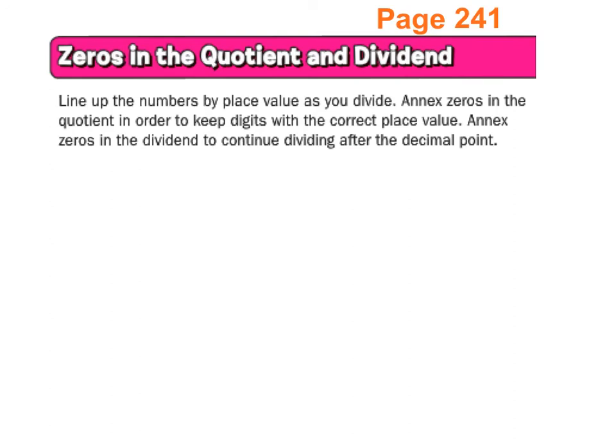All right, the second page of examples, page 241, is more of the same. It says we might have zeros in the quotient and the dividend, which we've had before, but really what they're talking about is we might have to annex some zeros. We might have to add some zeros to the numbers because we can't swoop. If we have empty swoops as we're moving the decimal point over, we need to fill in the empty swoops with zeros.